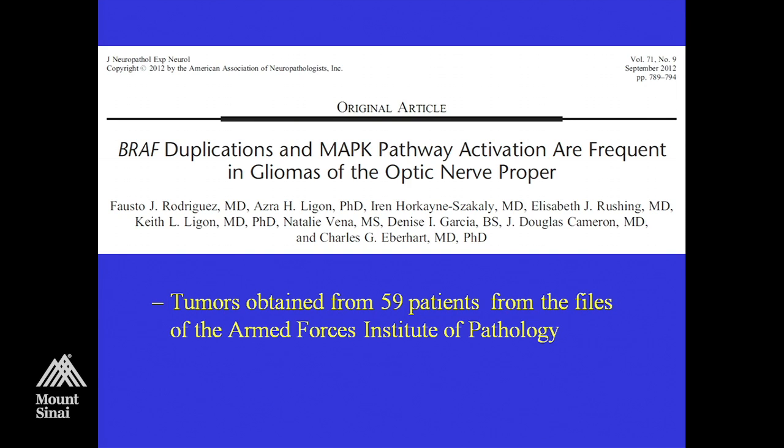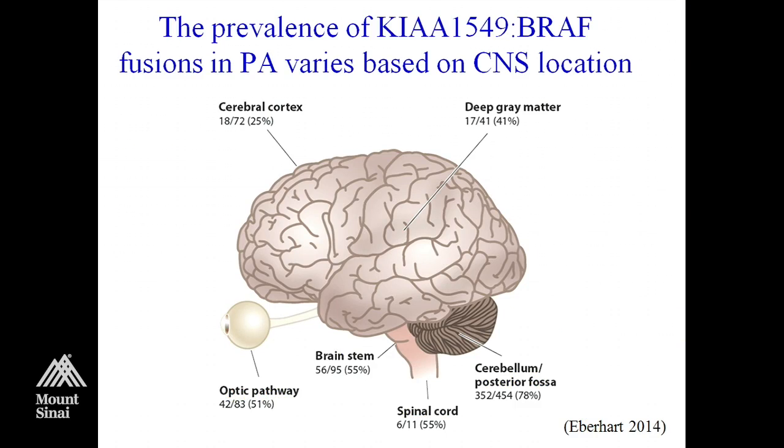Another thing that came out: of the 59, only 15 could we successfully do FISH, looking for BRAF duplications, but 11 of the 15 where we could successfully do FISH had the BRAF duplication. So a very high percentage of these in the optic nerve proper had the BRAF duplication. Four of the cases were from NF patients, and interestingly, one of those NF patients also had a BRAF duplication. So you can occasionally see both NF and BRAF duplications in the same patient in these optic nerve pilocytics.